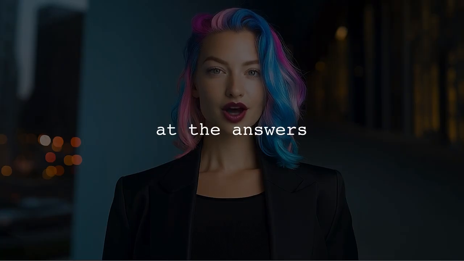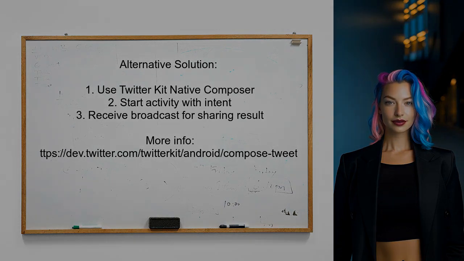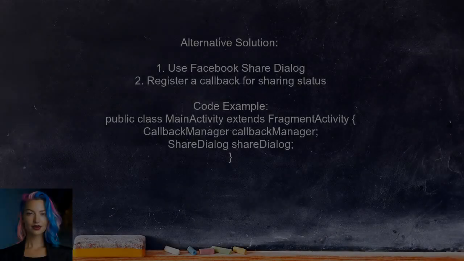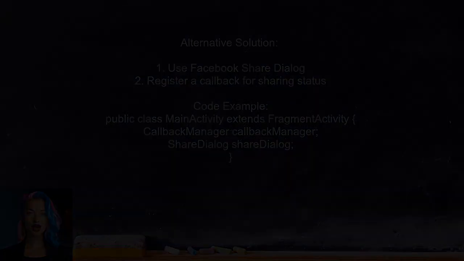Now, let's look at the answers provided by other users. One user suggests using the Twitter Kit native composer to share tweets. This method allows you to start an activity and later receive a broadcast indicating whether the sharing was successful. For Facebook, you can show a sharing dialog and provide a callback to get the sharing status. This way, you can know if the share was successful.